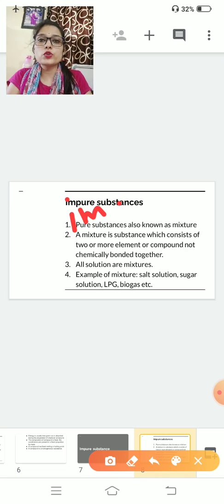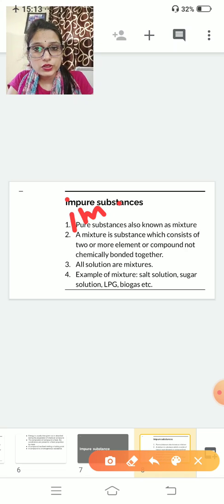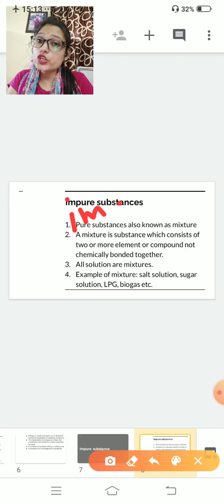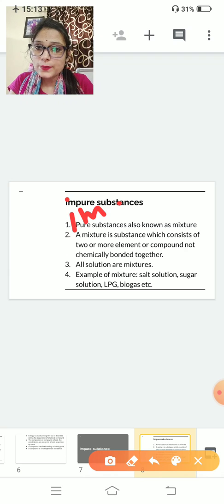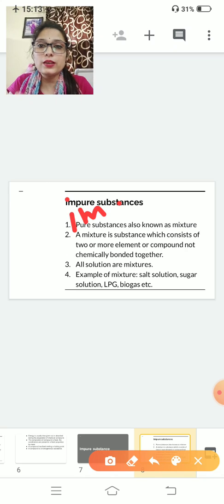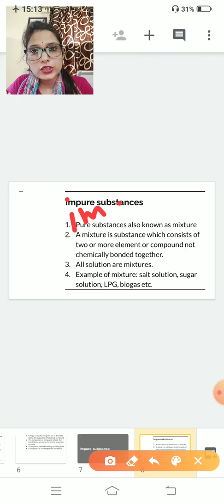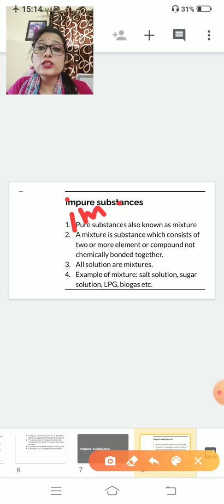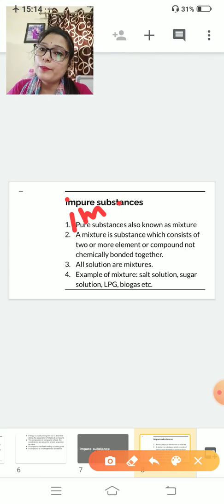A compound is also made up of two or more different types of elements, and a mixture is also. But in a compound the ratio is fixed and they are chemically combined. In an impure substance, or in a mixture, they are not fixed by mass, and they are not chemically bonded. You can separate this type of mixture by any physical method. All solutions are mixtures. Example of a mixture: salt solution. If you dissolve salt in water, it will completely mix, but if you want to get the salt back, what will you do? With the help of distillation, you can get it back.